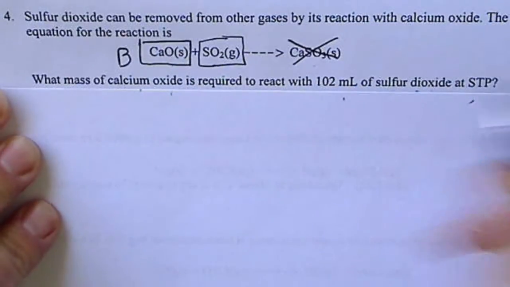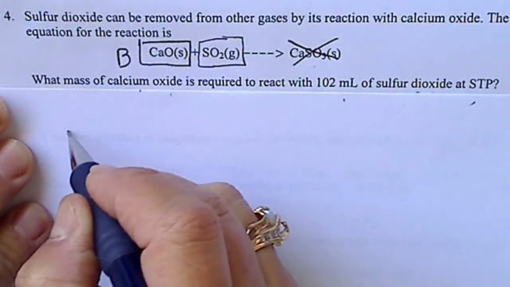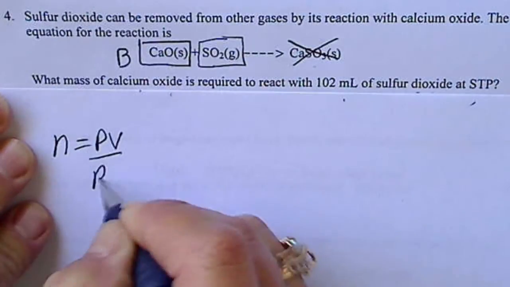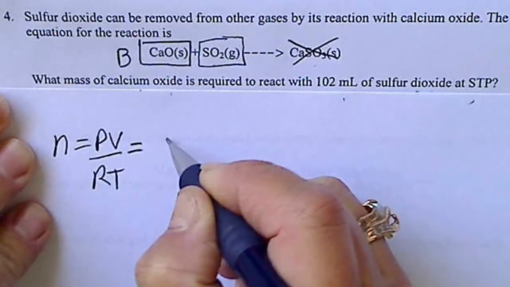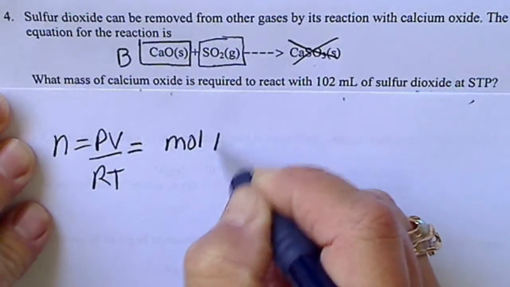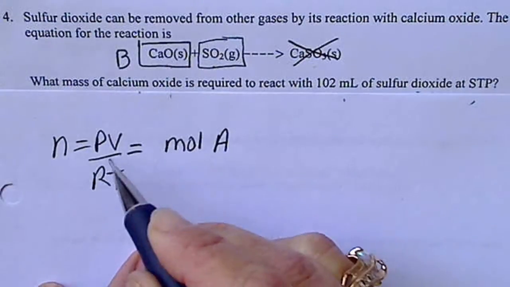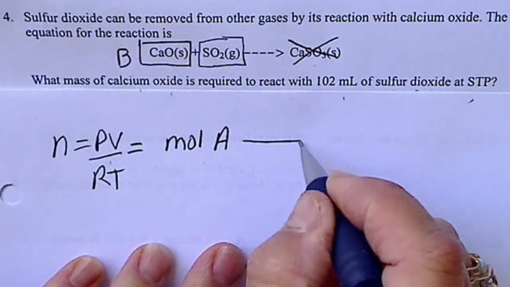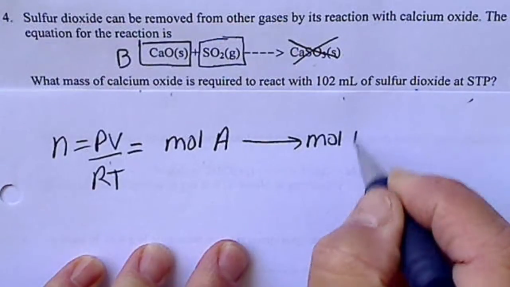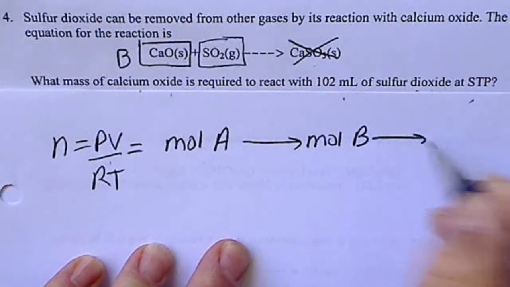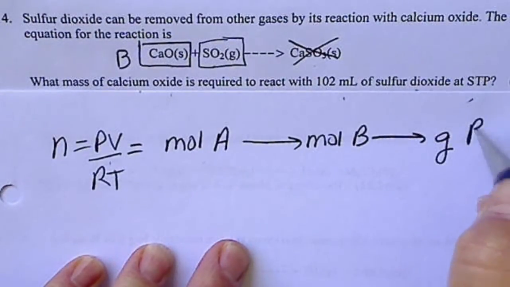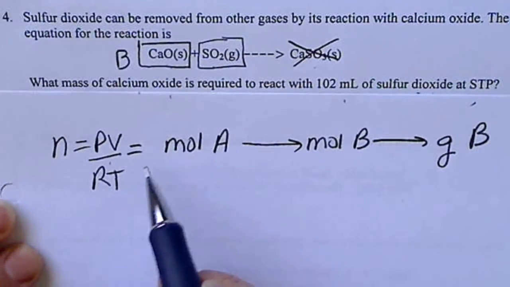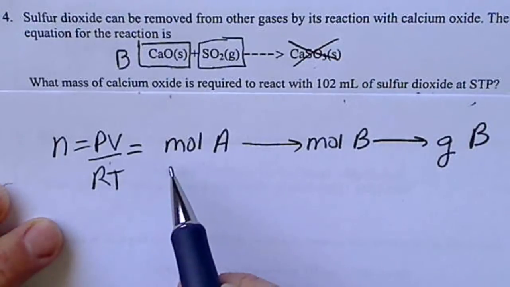So this is the case where we're going to use N equals PV divided by RT, and that's going to equal moles of A. We're not going to go from grams to moles. We're going to use the gas law to get to moles. Then we're going to go to moles of B, and then we're going to go to grams of B. So we are not going to do step 1 from grams to moles.